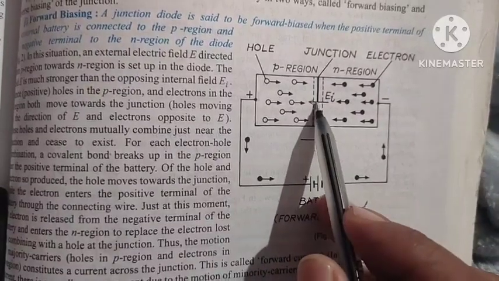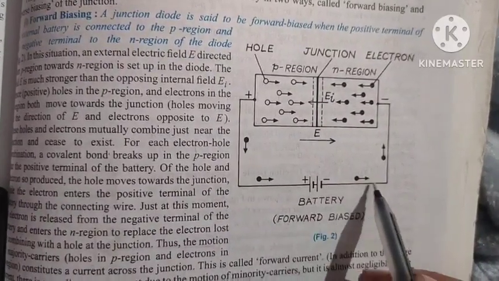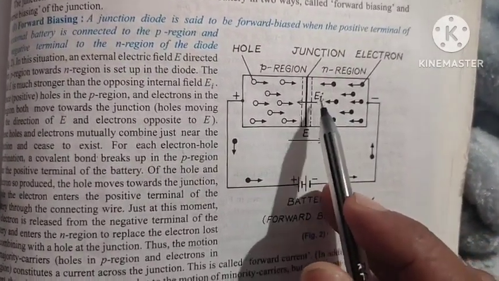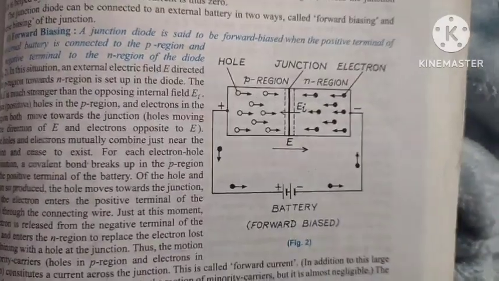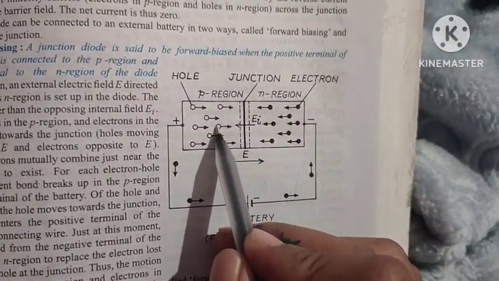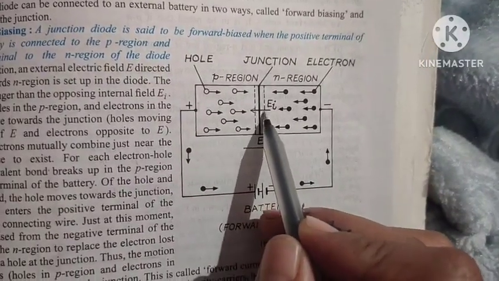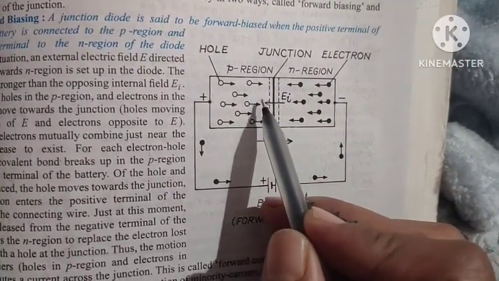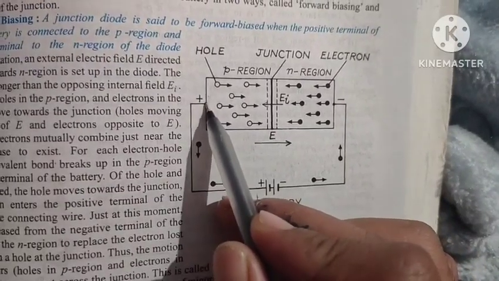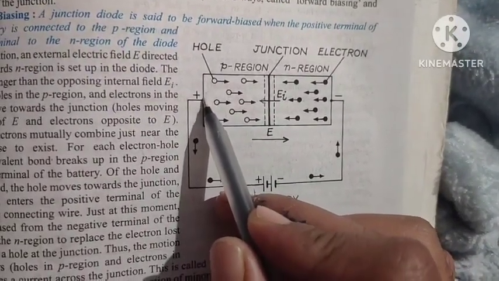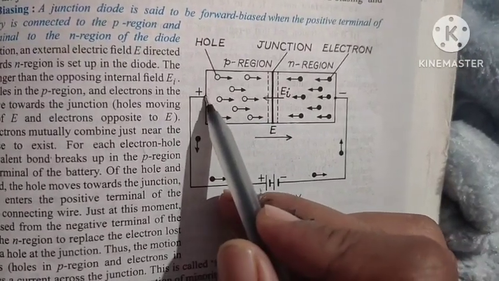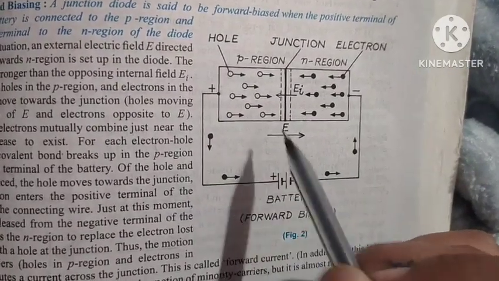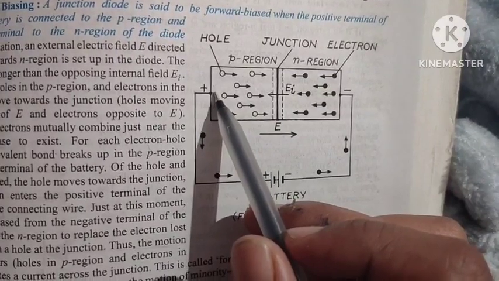Again, while this is happening, an electron from the battery will go towards the n region to fill up the space of the electron which has already recombined with a hole. I'm telling you what's happening again. These holes, because of this external electric field, are moving towards the junction and this electron is moving towards the junction. Once they recombine, for each recombination of one electron and one hole, there will be one hole and one electron generated in the p region closer to the battery terminal. The electron generated will move towards the positive terminal of the battery, and the hole generated will start moving towards the junction.